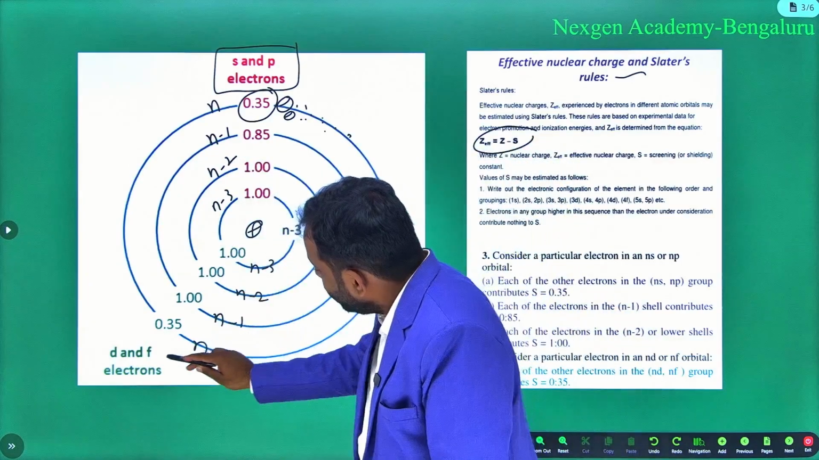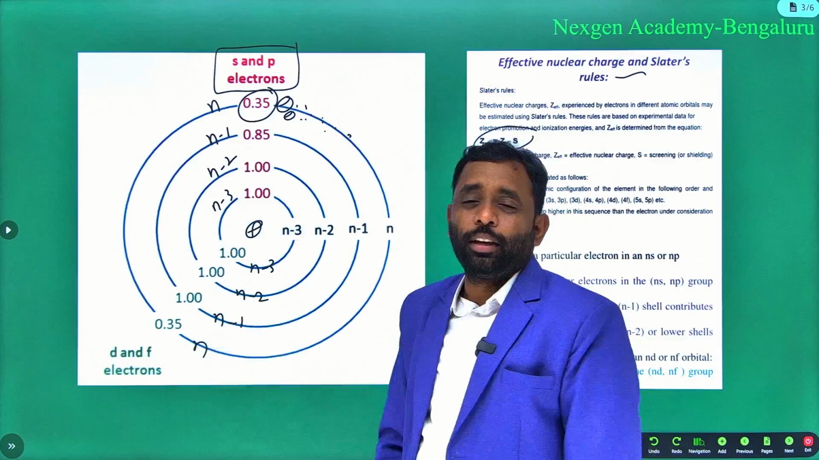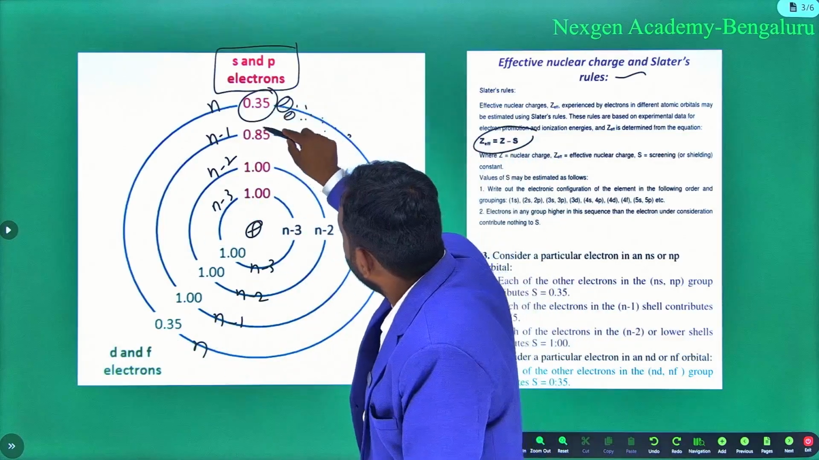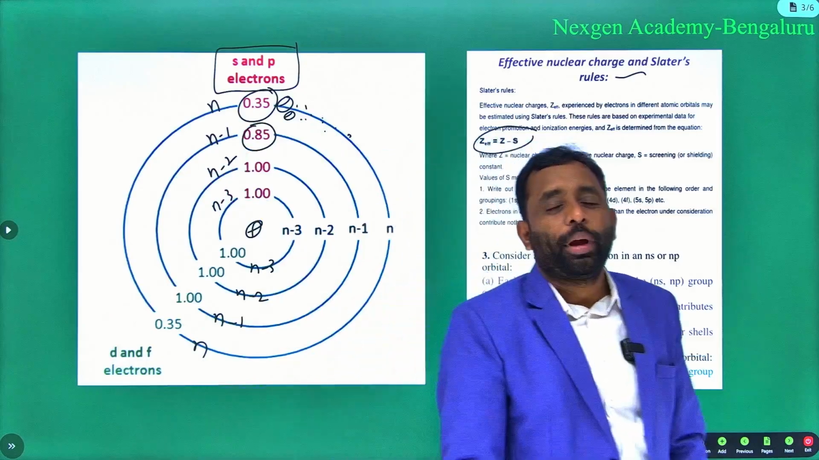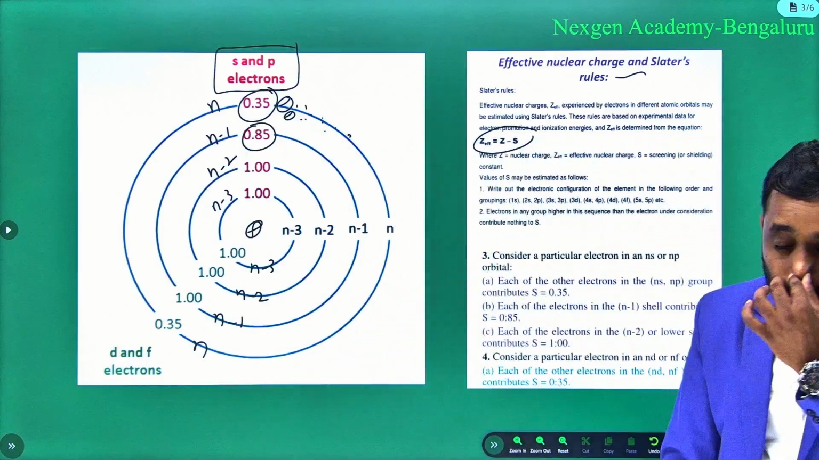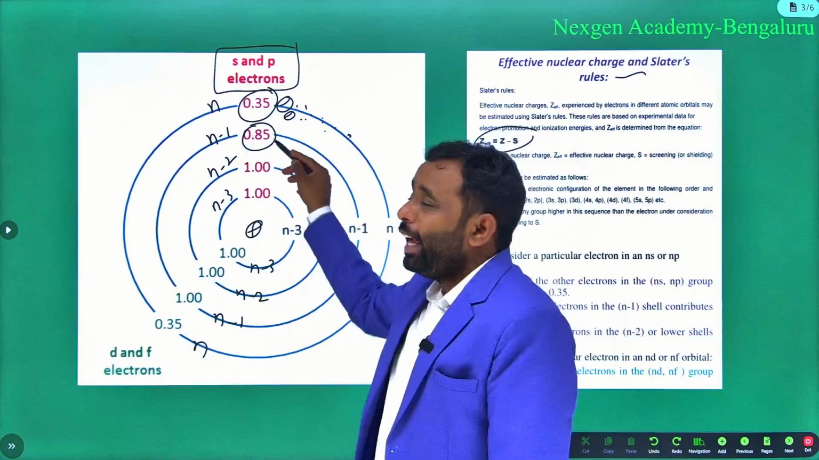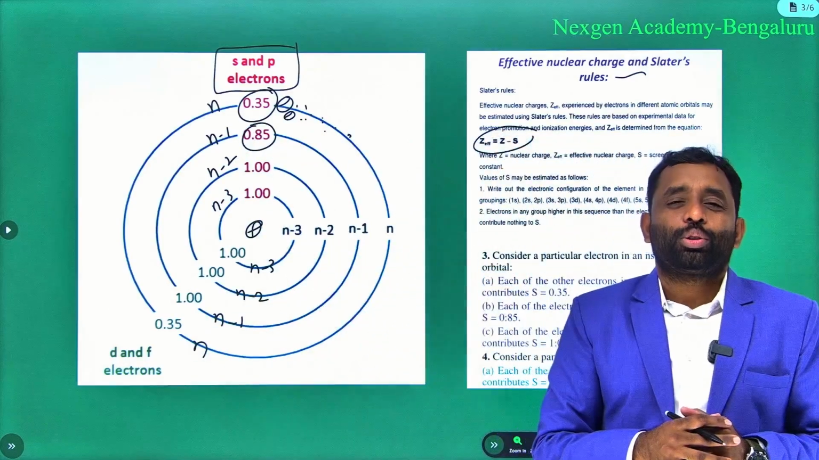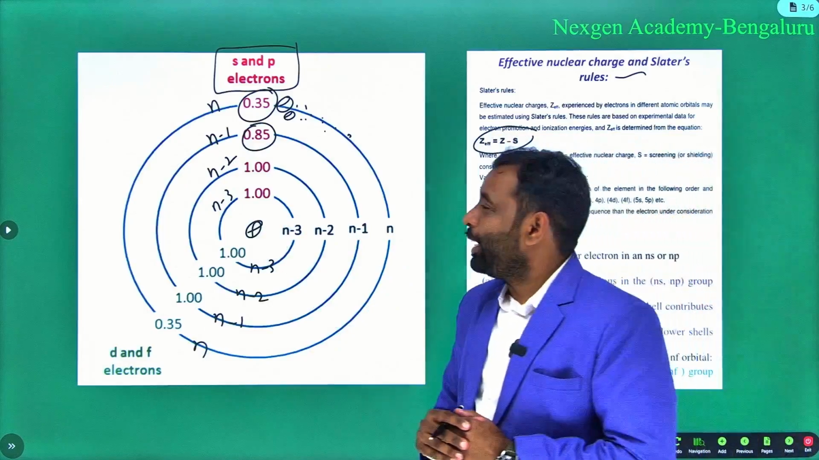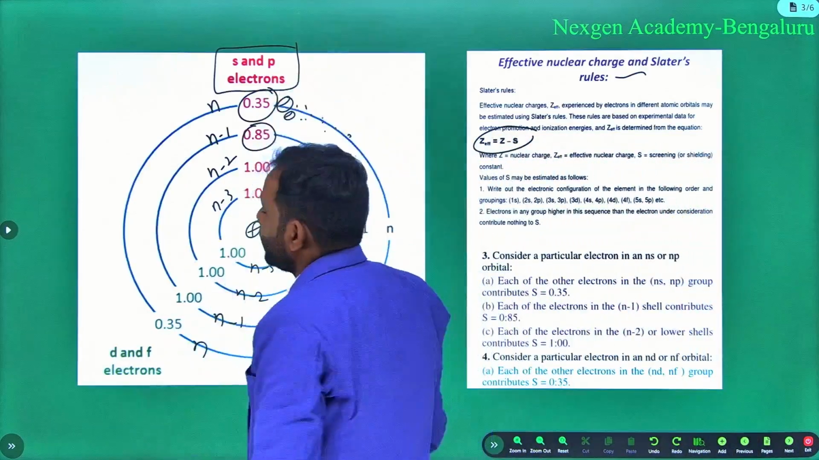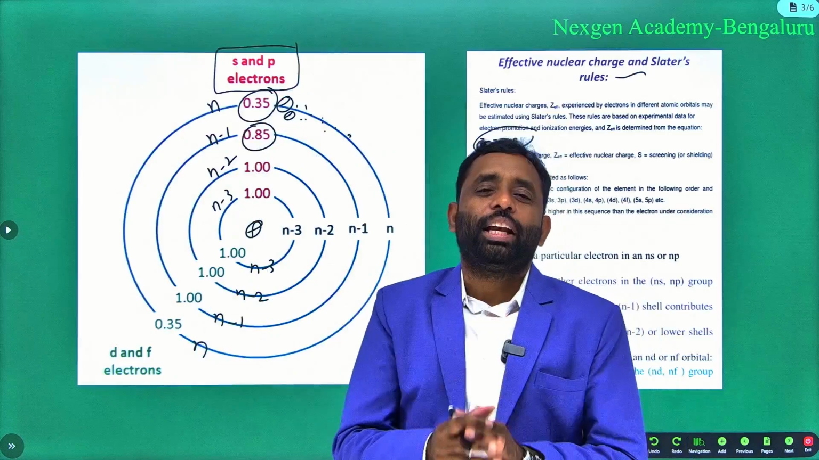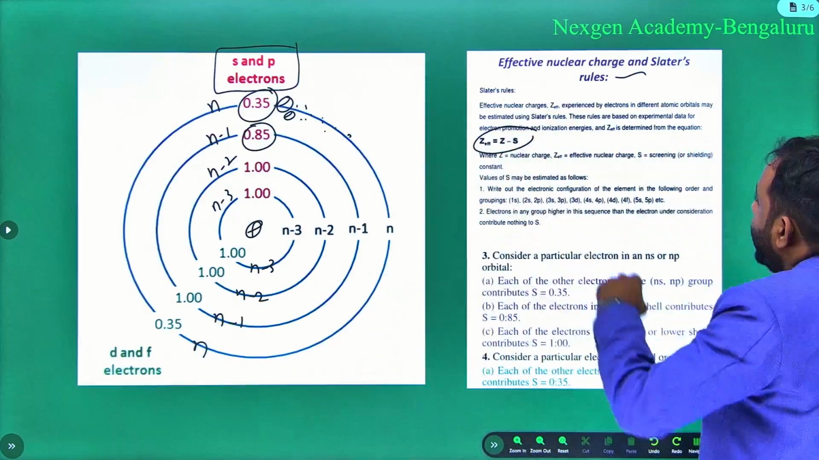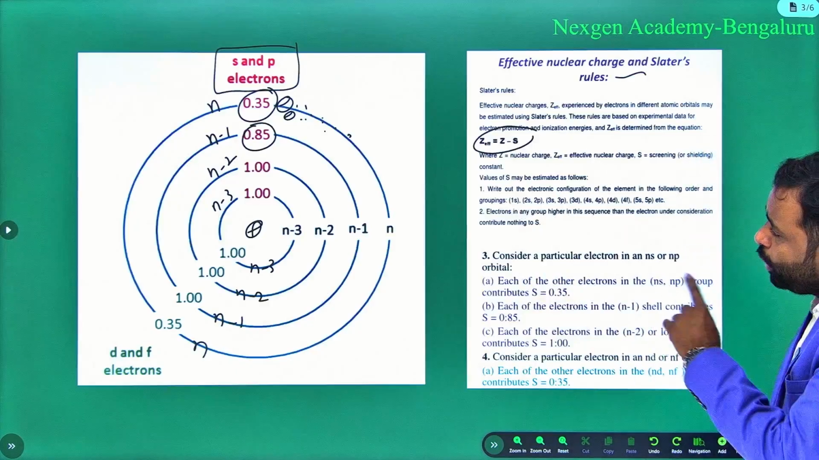N minus 1 for D and F electrons is 1, whereas for S and P electrons, the n minus 1 shell electron screening constant is 0.85. The reason is that S and P electrons are very close to the nucleus. Clear, right? So those inner electrons are already very close to the nucleus, and the n minus 1 electron cannot protect as much. So obviously the value is different. Clear, right? So only one thing you remember.